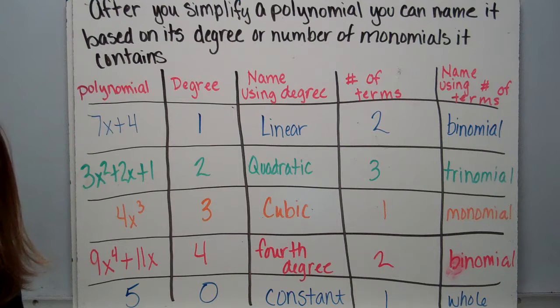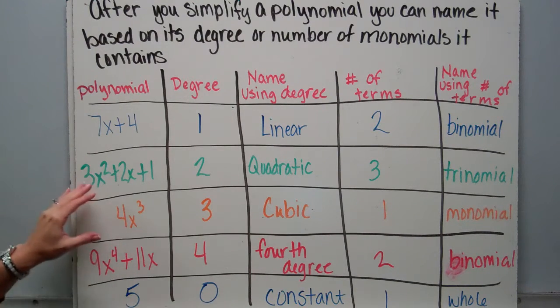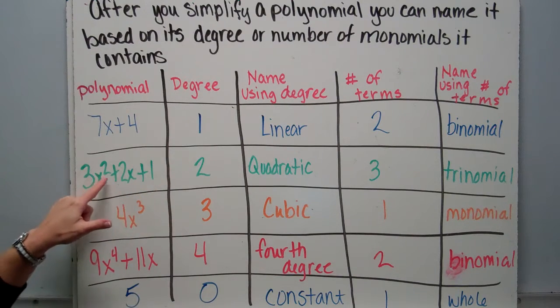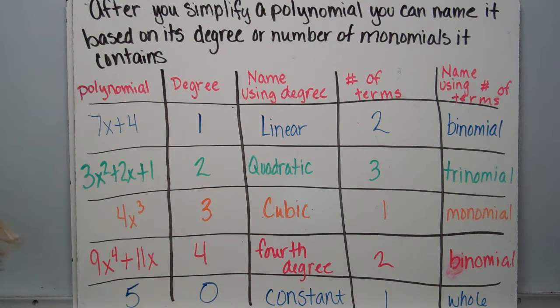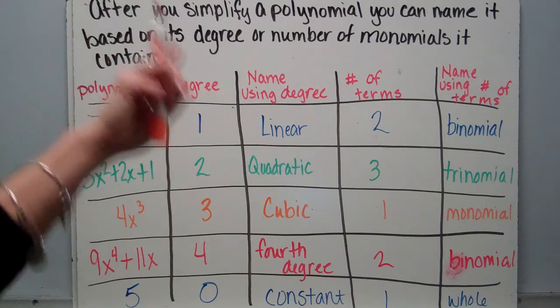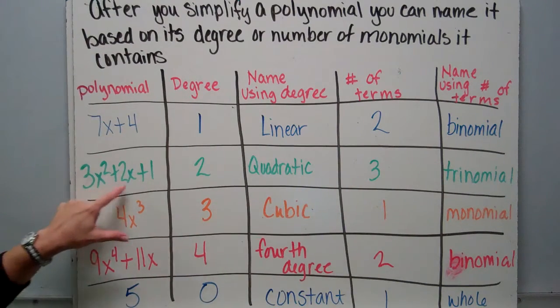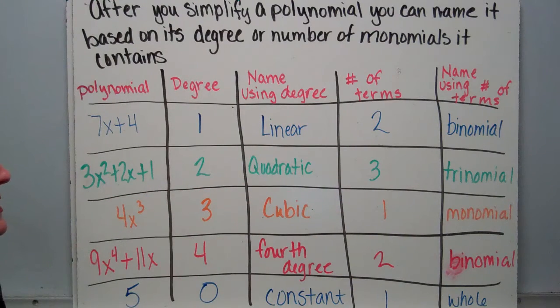It's a binomial. Okay, here, 3x squared plus 2x plus 1. The degree is 2. This is a quadratic. You know that if we graphed it, it's going to make a parabola. It has 3 terms, so therefore we call it a trinomial.